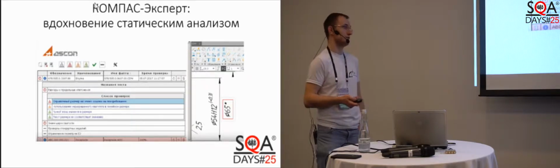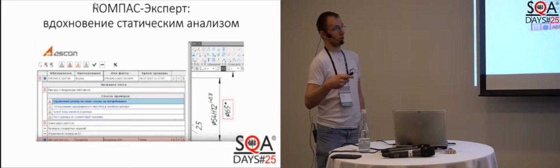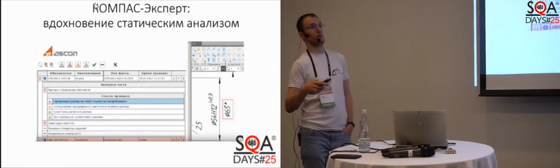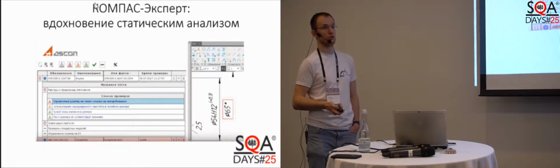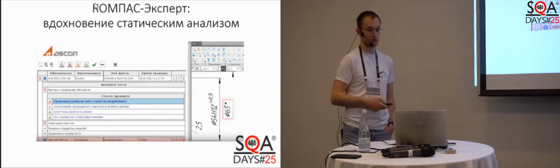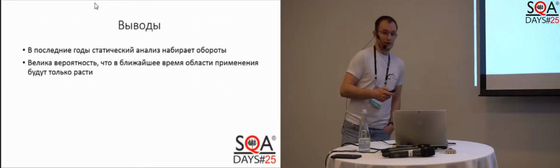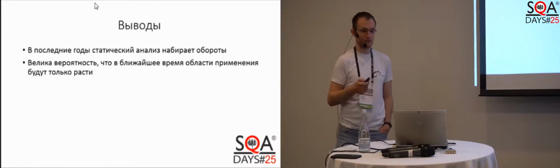You can click on the warning that you are interested in. Compass Expert catches the necessary drawing and highlights the area with the mistake, and you can correct it. This is how it works. Similar to statistic analyzer. Now I would like to draw some conclusions.